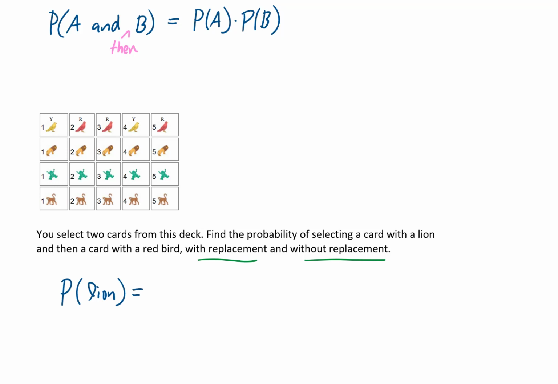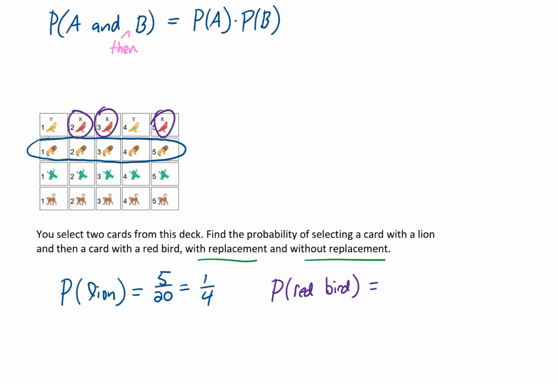So you can look at your deck of cards, and it looks like we have 5 cards with lions on them out of 20 cards total. That reduces to a probability of 1/4. Then what we're going to do is we're going to put that card right back in the deck because we're doing this experiment with replacement, and we want to find the probability of then selecting a card that has a red bird on it. So looking up at our cards, it looks like we have 3 red birds out of a total of 20 cards, giving us a probability of 3/20 for our second draw.